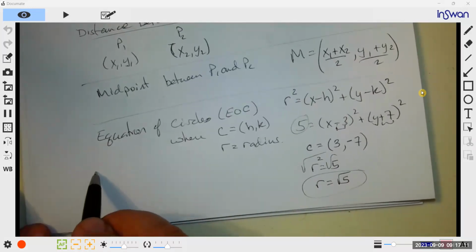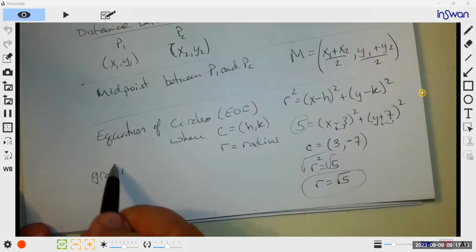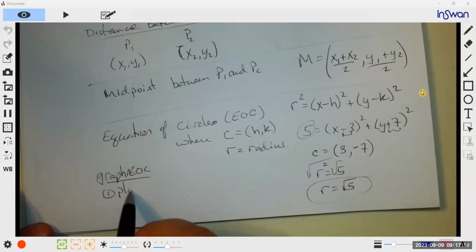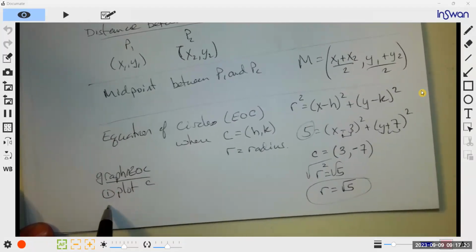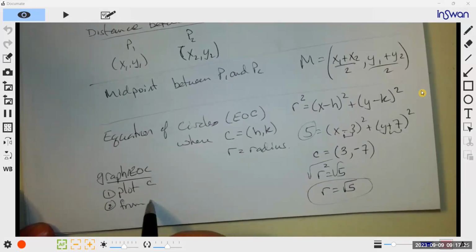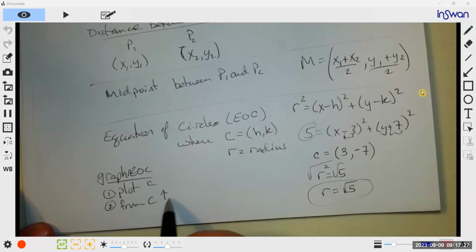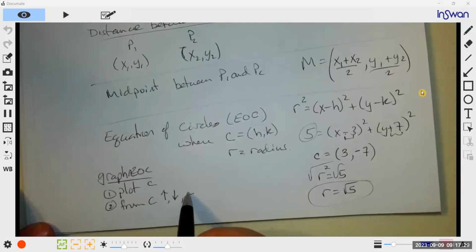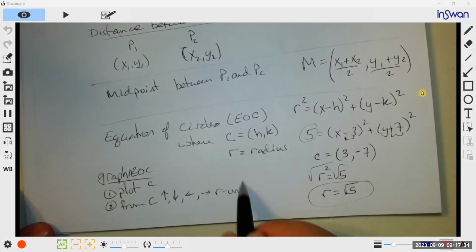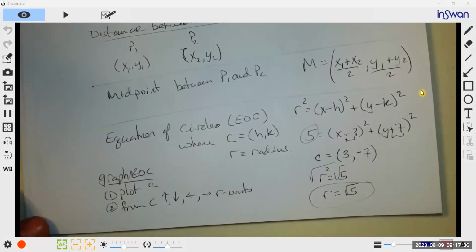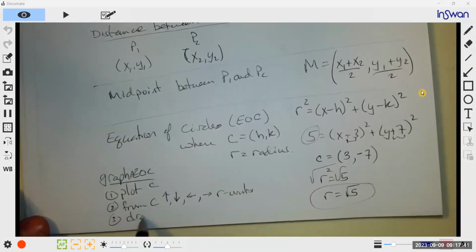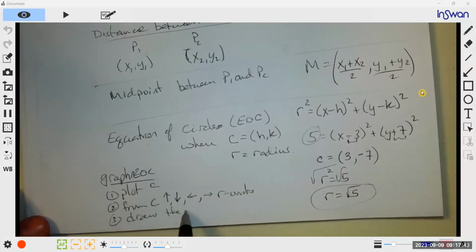And to graph equations of circles, plot C. From C, go up, down, left, and right r units. And draw the circle.